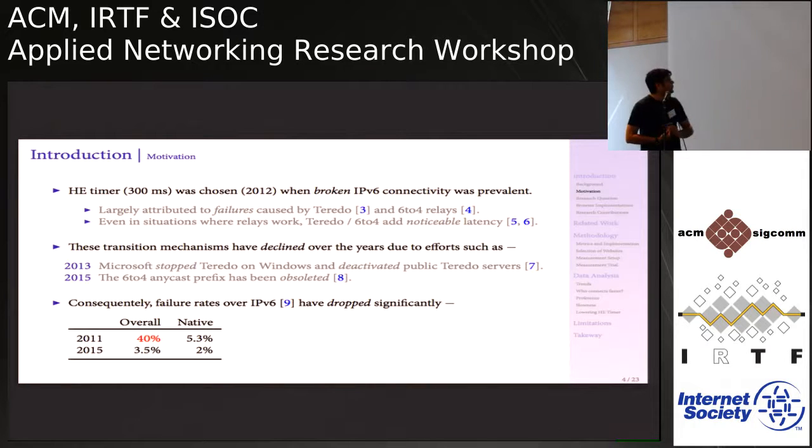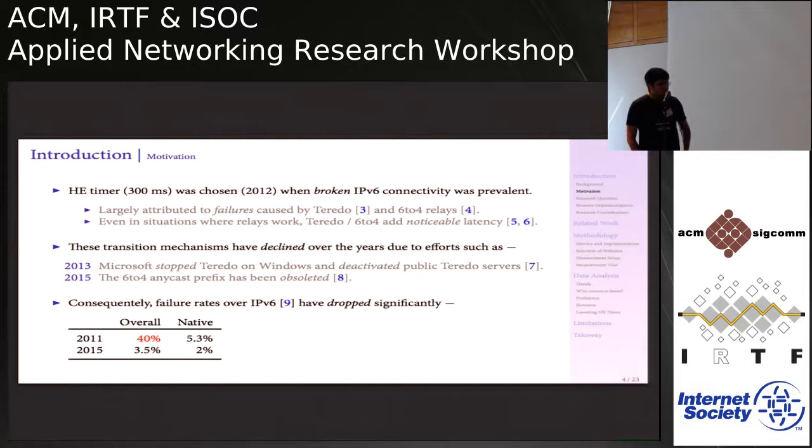Okay, so what is the issue now? The happy eyeballs timer value of 300 milliseconds was designed during a time, 2011-12, when v6 brokenness was quite prevalent. This was largely attributed to failures caused by Teredo and 6to4. And people have shown that even in situations where these relays work, transitioning technologies tend to add noticeable latency when compared to native v4 and v6.